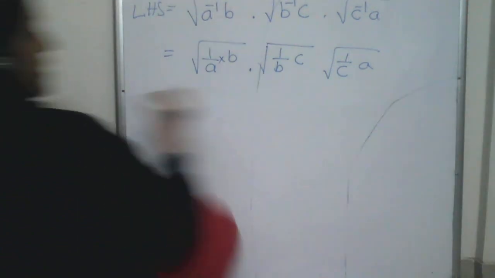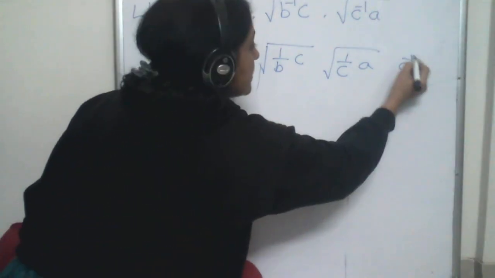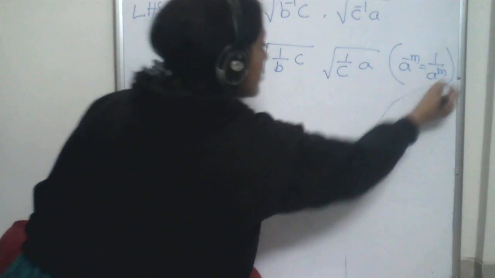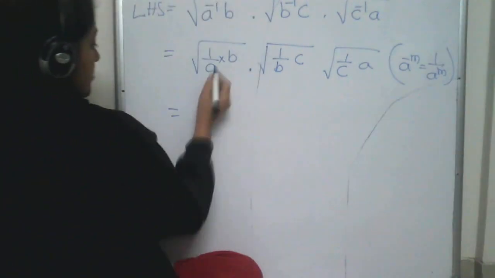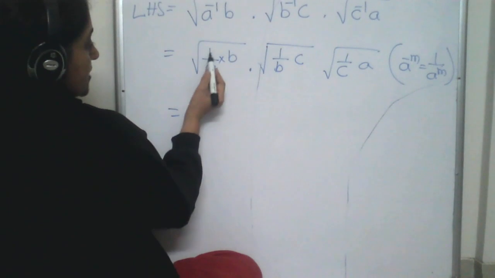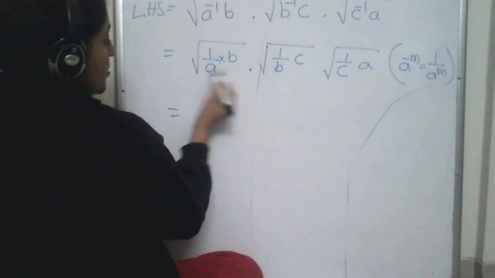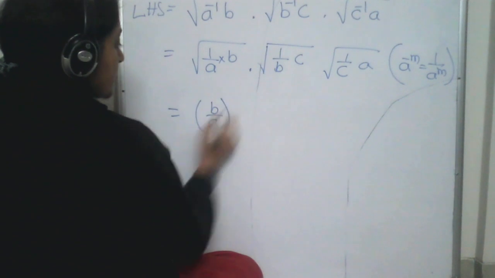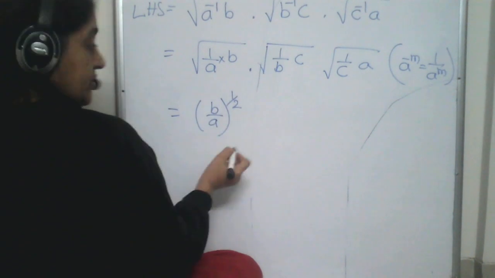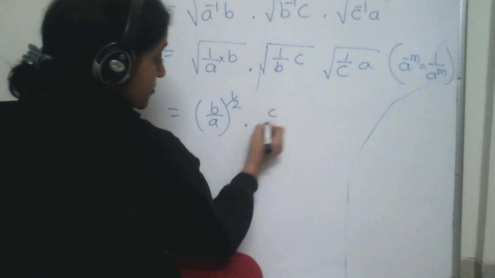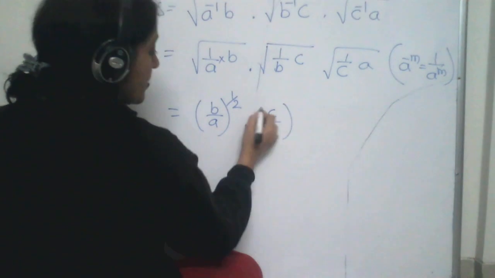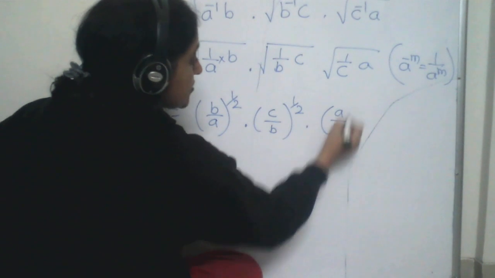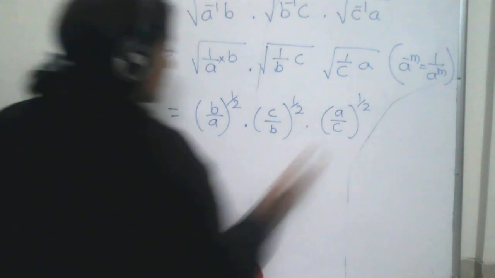Now what rule did I use here? A to the power minus m is equal to 1 by a to the power m. This is the rule that I have used. Now this can be written, you understand that 1 into b is b upon a, but b upon a is having a square root. Square root can be turned into 1 by 2 as a power. So here also c by b to the power 1 by 2 into a by c to the power 1 by 2.